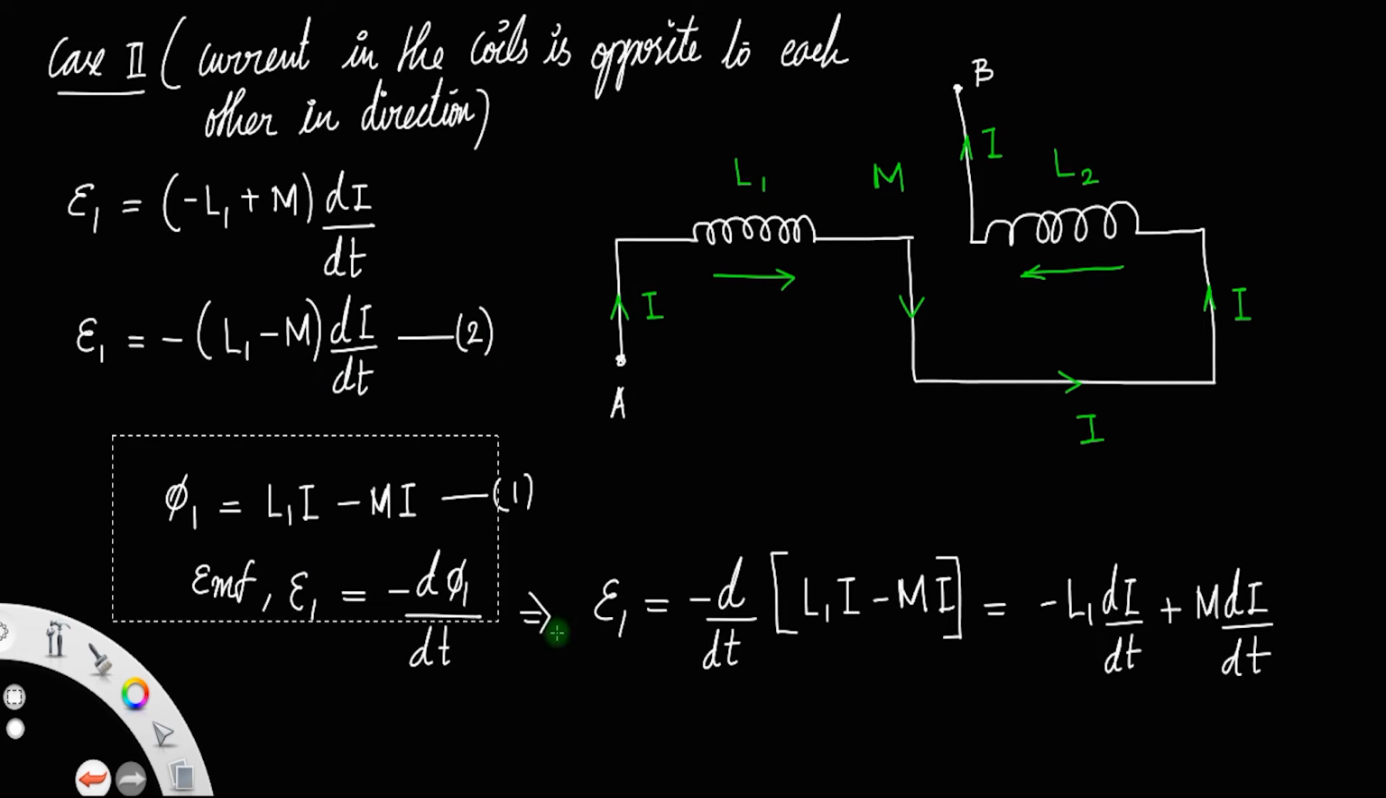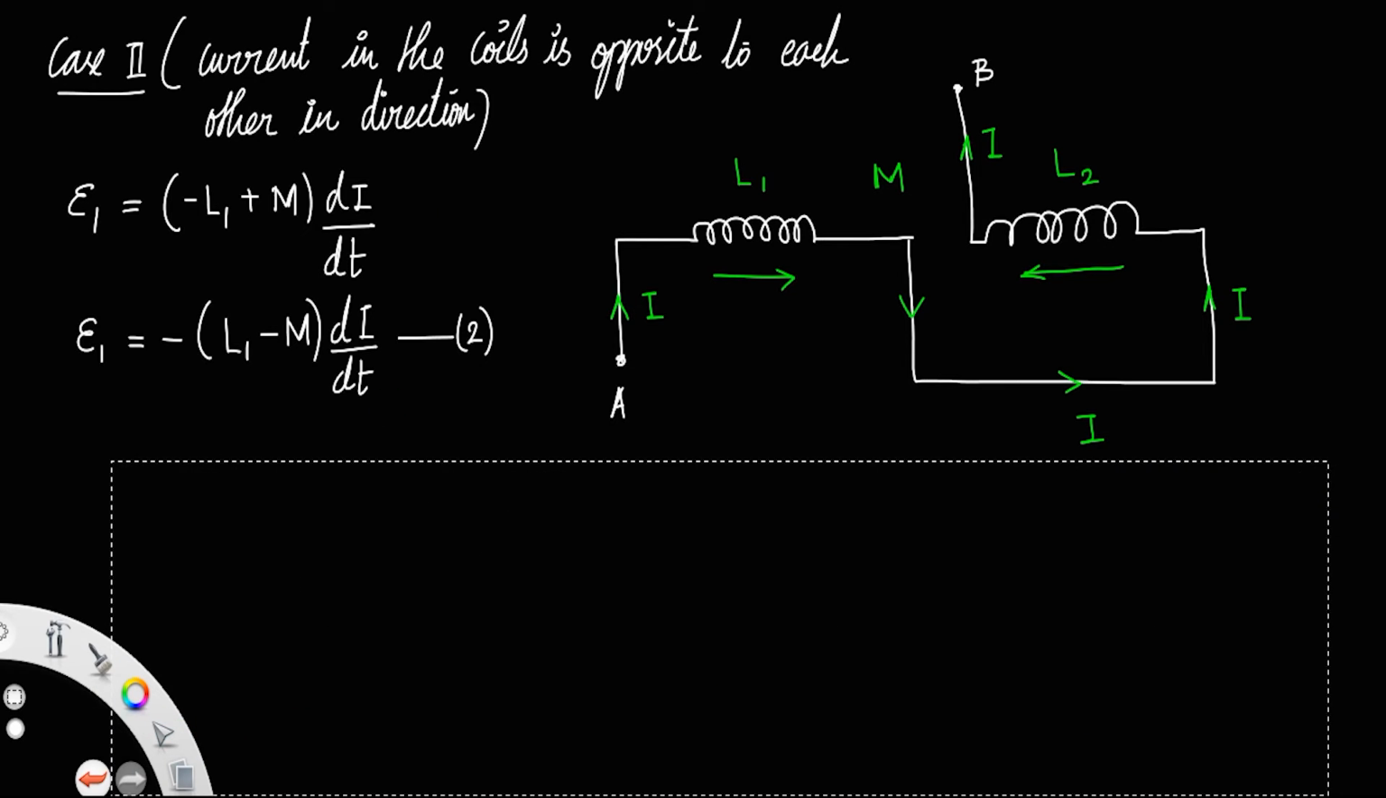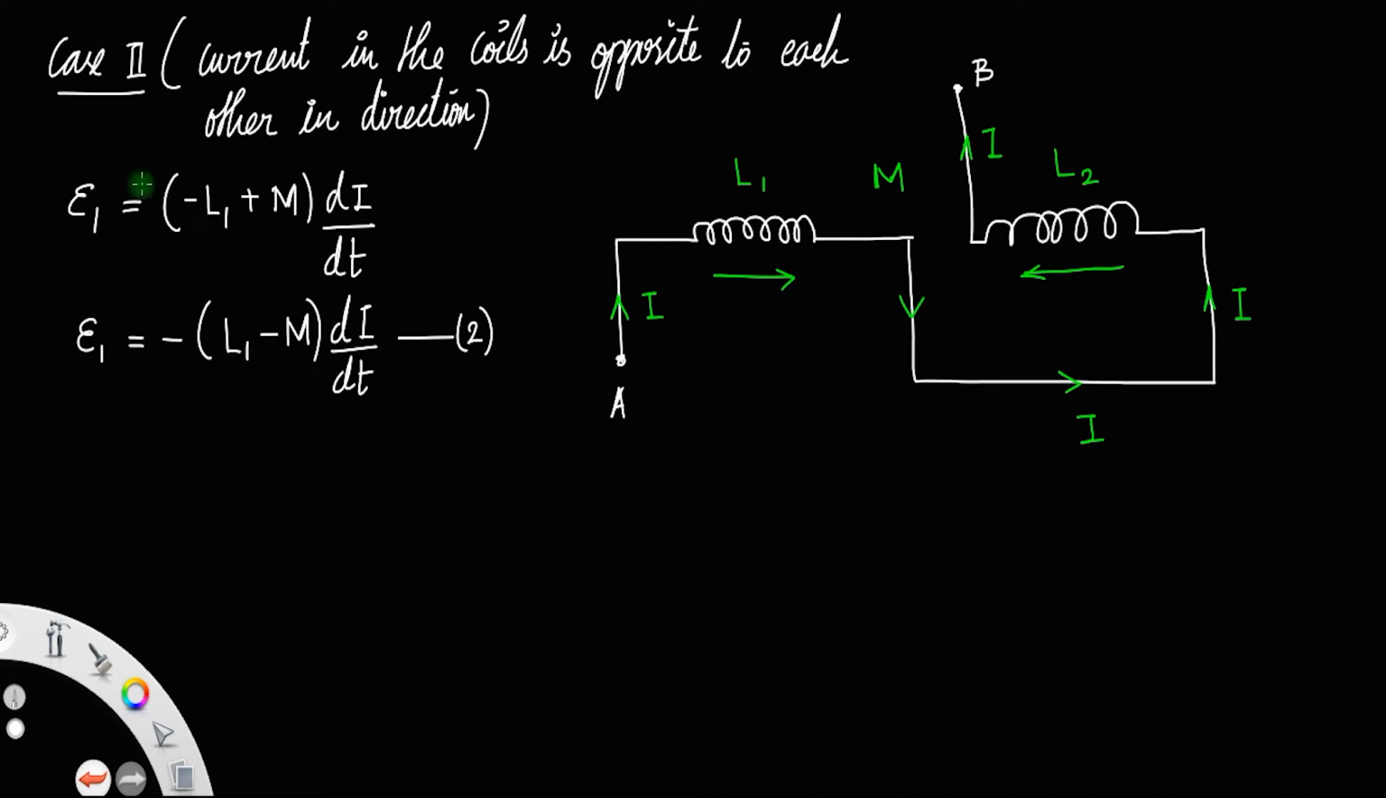Now let us consider the flux in the second coil. Now let's take the magnetic flux developed in the second coil.